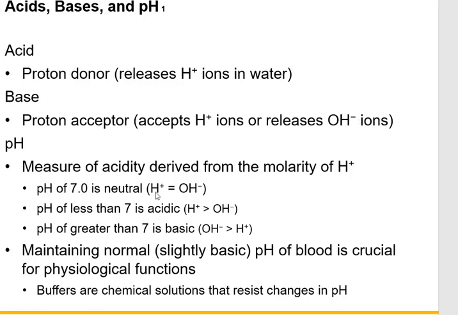If you have an equal amount of hydrogen and hydroxyl, then you are neutral. If you have more hydrogen, you're acidic. If you have more OH, you're basic. Most everything in your body is close to 7, which is neutral, but some exceptions would be your urine and your stomach contents, because your stomach secretes hydrochloric acid.